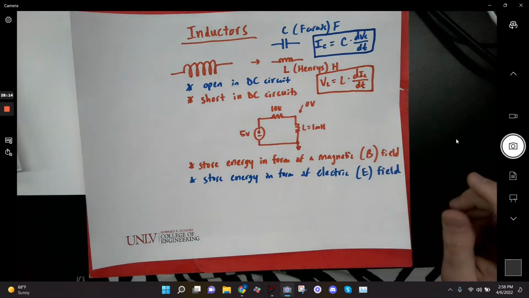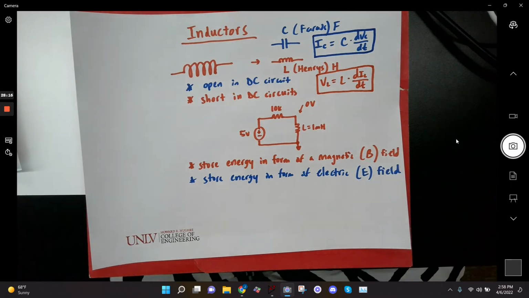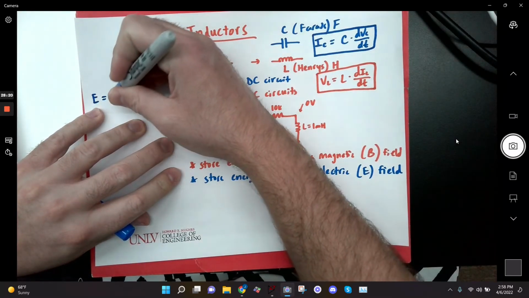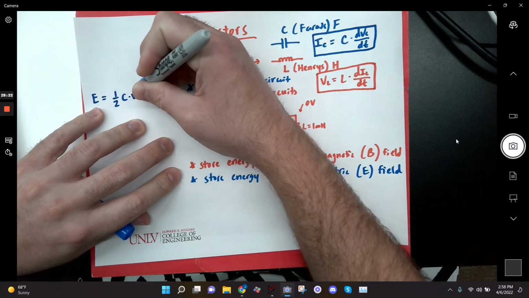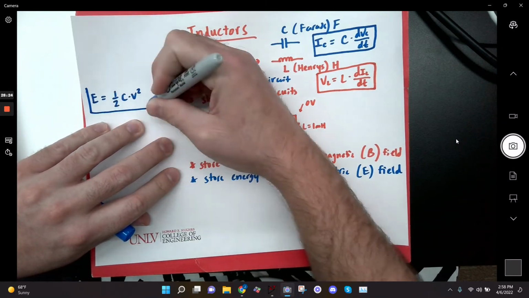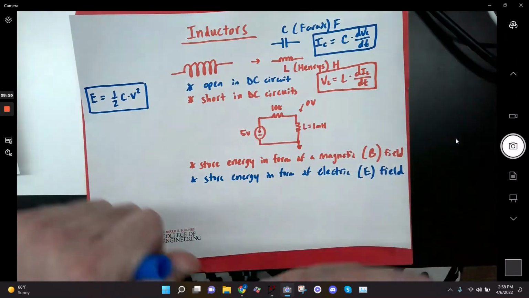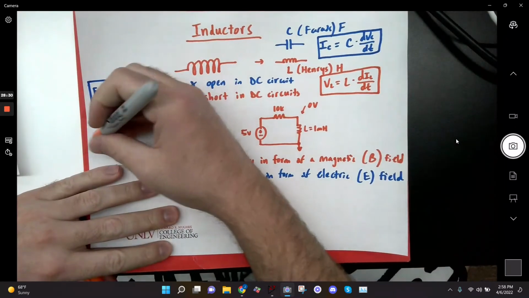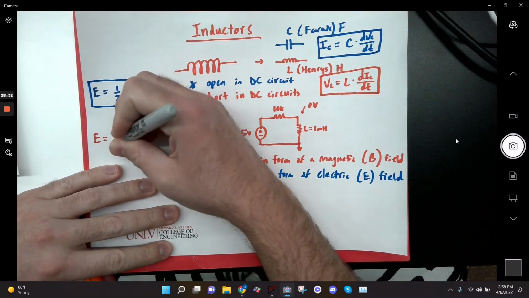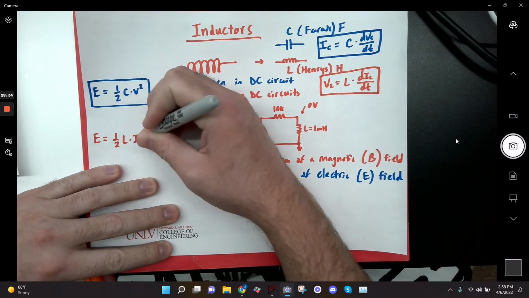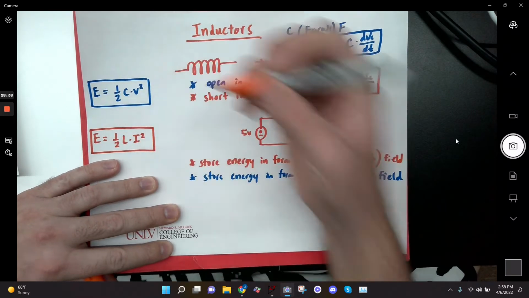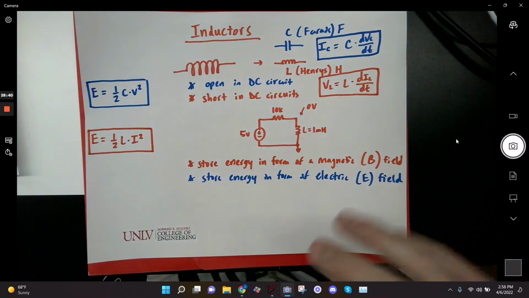And then lastly, I talked about how energy in a capacitor is 1/2 CV squared, and energy in an inductor is 1/2 Li squared. Okay, so this is just a brief overview.